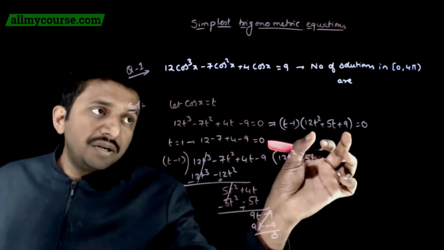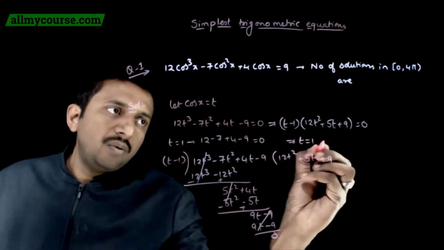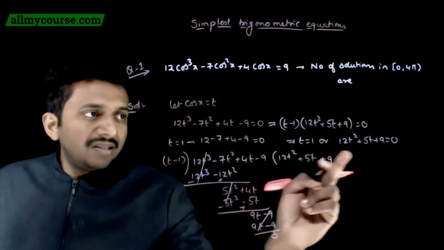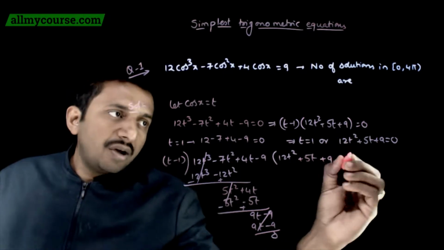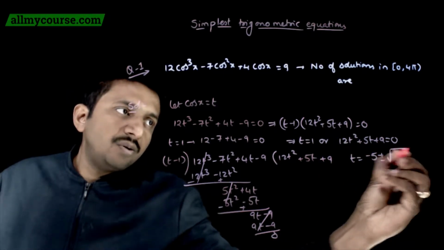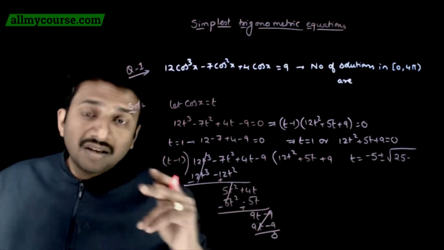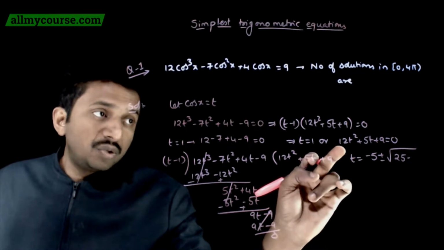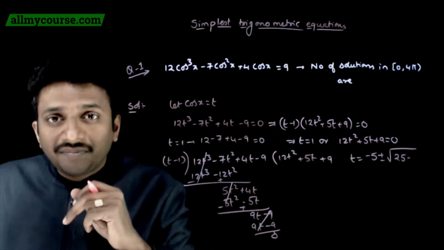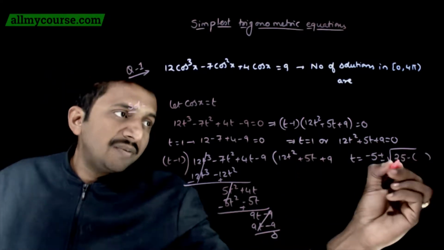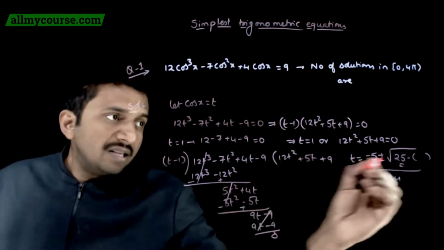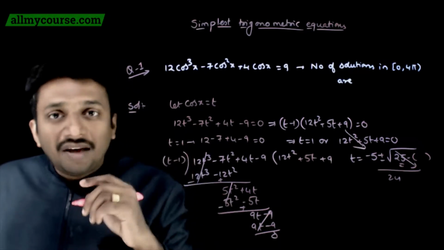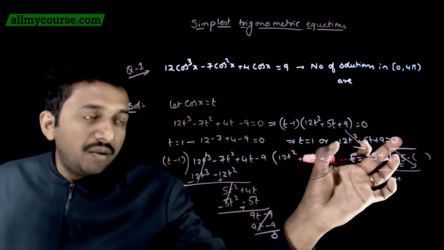So either this is equal to 0 or this is equal to 0. This implies either t is equal to 1 or 12t² plus 5t plus 9 is equal to 0. This is a quadratic equation. This can be directly solved. t is equal to minus b plus or minus root of b² minus 4ac, with 4 into 12 into 9. That is 4 into 12 is 48, into 9. 48 times 9 is a very large number compared to 25, right? So you have a negative number inside the square root. That means this quadratic equation does not have real roots.